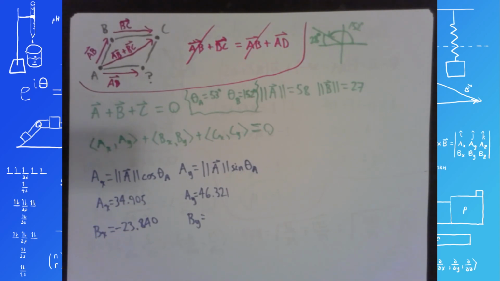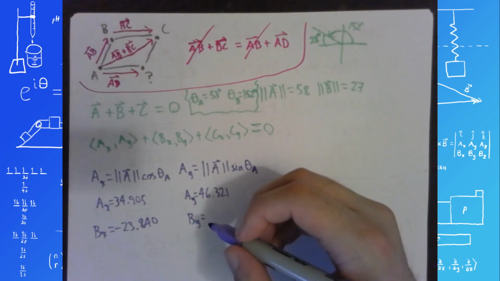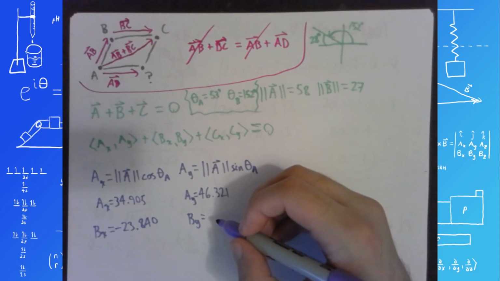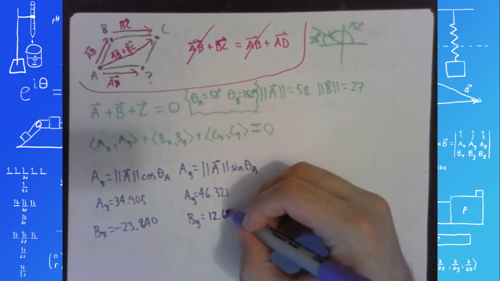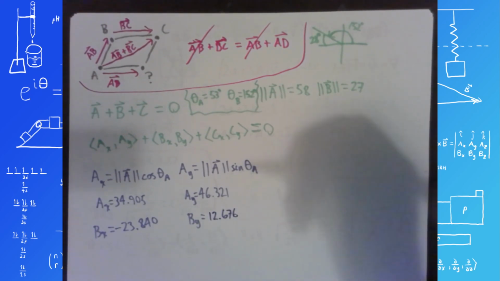BY is going to be 27 sine of 152. If you use sine of 28 instead, sine of 152 is equal to sine of 28. So either way, you get 12.676 is what I will round it to. Okay, and the rest should be pretty simple from there.